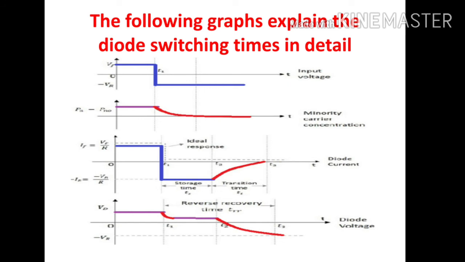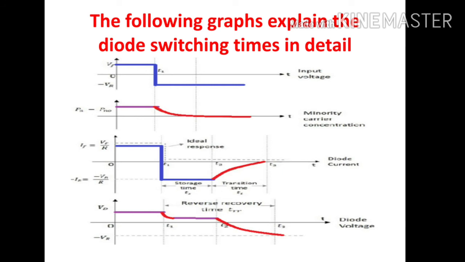Storage time can be defined as the time required to remove the excess minority carriers. The negative current flowing from N to P type material is of considerable amount during storage time. So this negative current is minus IR, which will be taken as minus VR by R. There won't be a negative current; the symbol indicates the direction is reversed.